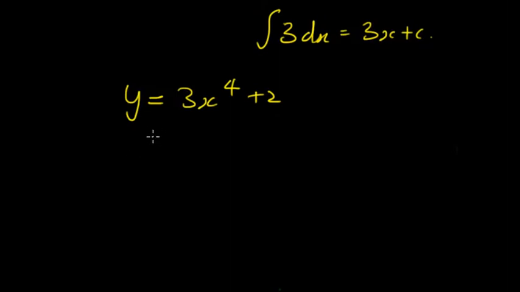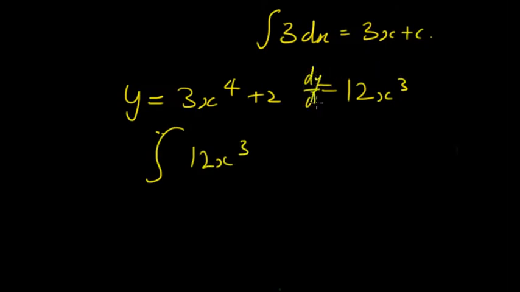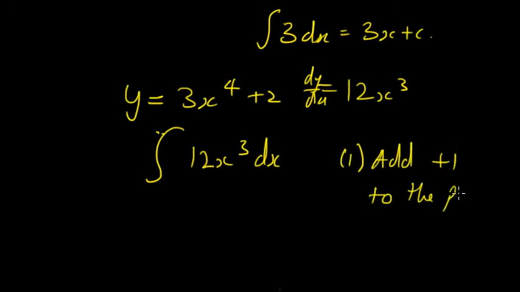Well, if you wanted to integrate, when we diff this, we're going to get 12x to the 3. So if we wanted to integrate 12x to the 3, so let's do dy dx. The first step is to add plus 1 to the power. So that means this is going to equal 12x to the 3 plus 1. So when we diffed, we minus 1, so it makes sense when we anti-diff, we're going to plus 1.